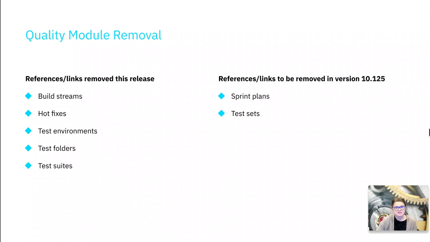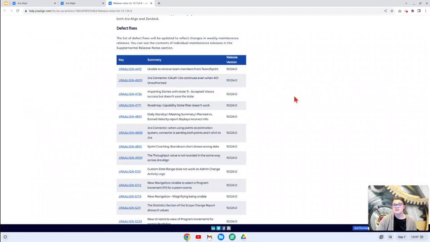Over the last few releases, Atlassian has also been removing the pages and settings that make up the quality module. This continues in this release with the cleanup of the codebase and removing all references and links to objects, including the build streams, hotfixes, test environments, test folders, and test suites. Additionally, in the next release, version 10.125, the references and links to sprint plans and test sets will also be removed. This release did contain several defect fixes.